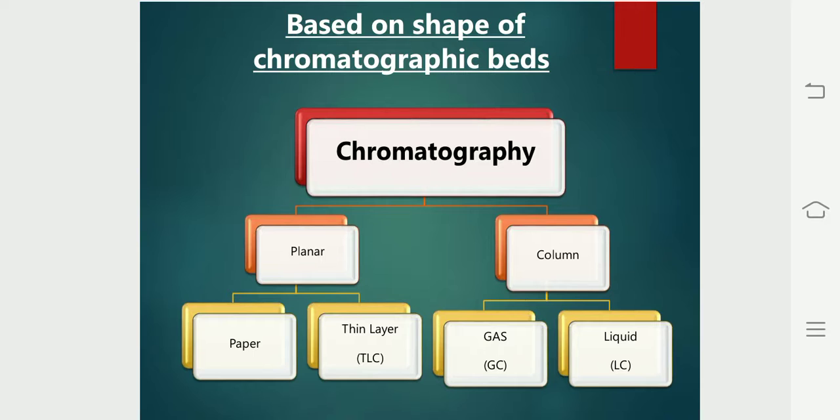Based on the shapes of the chromatography beds, this type of chromatography is again divided into two parts. The first one is planar chromatography, in which paper chromatography and thin layer chromatography come under this category. And in column chromatography, gas chromatography and liquid chromatography are used. In column chromatography, basically the mobile phase is either a gas or a liquid, whichever is used for the purpose of separation of the particles. So on the basis of the mobile phase, these classifications can be done.